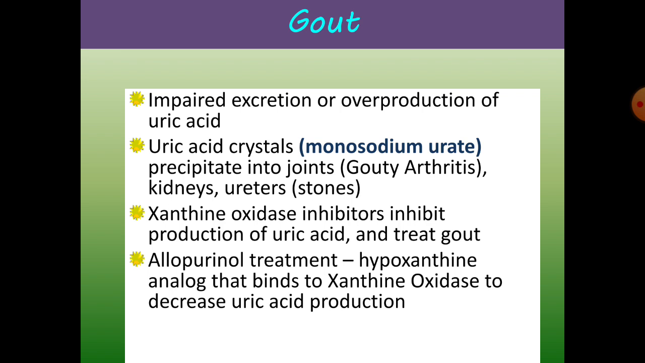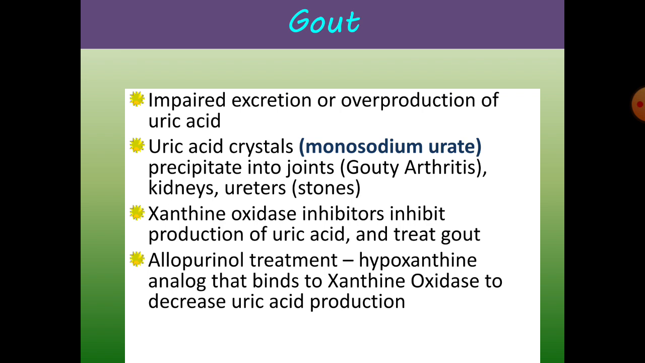Now, why does gout happen? Either it is due to impaired excretion or overproduction of uric acid. And these uric acid crystals, monosodium urate, go and precipitate into joints, causing gouty arthritis, or in the kidney or ureter they may deposit, forming urate stones. So that is also another cause of stones, as there are different types of stones. So these urate stones may arise out of gout.